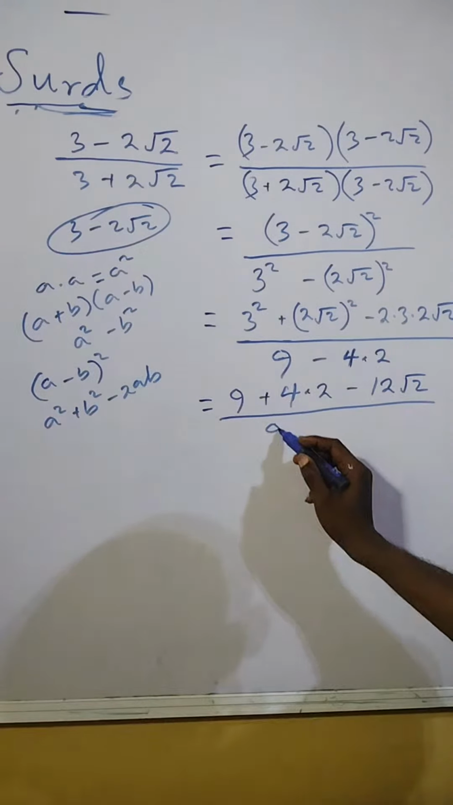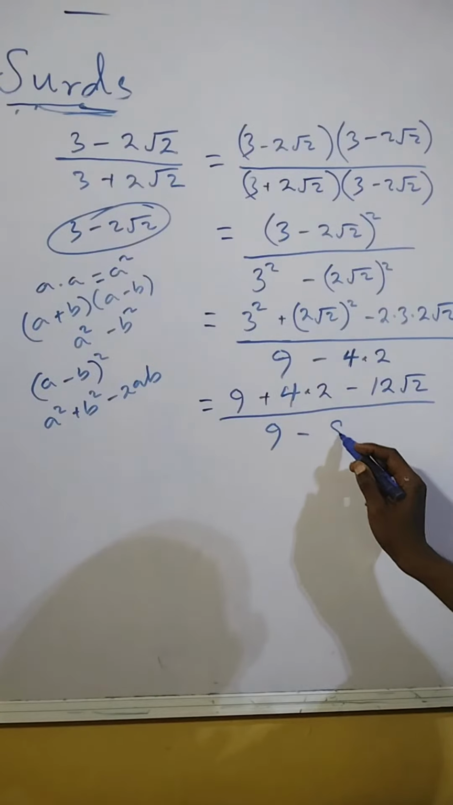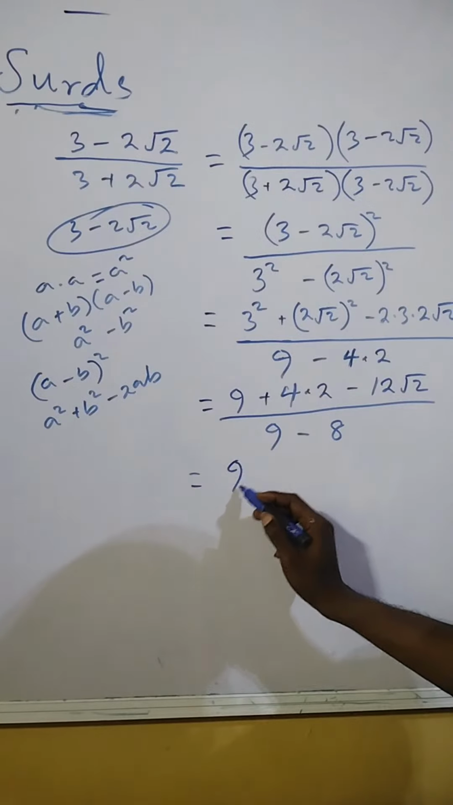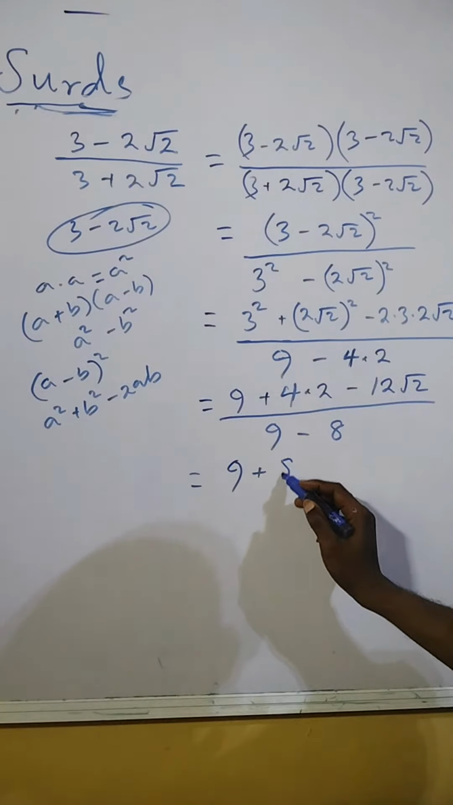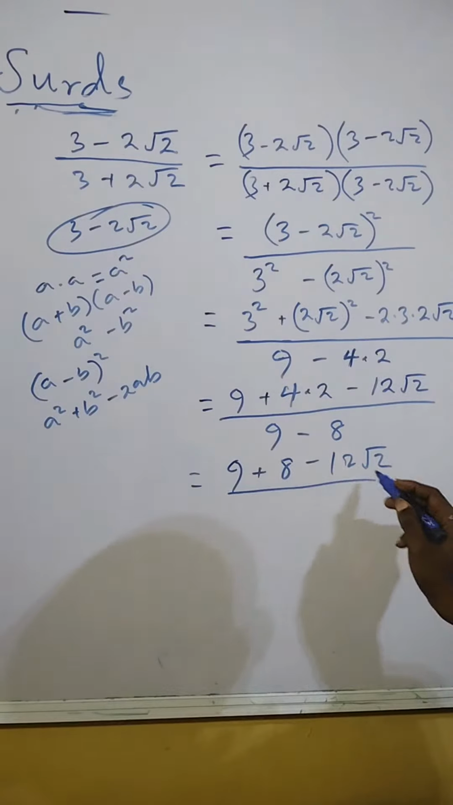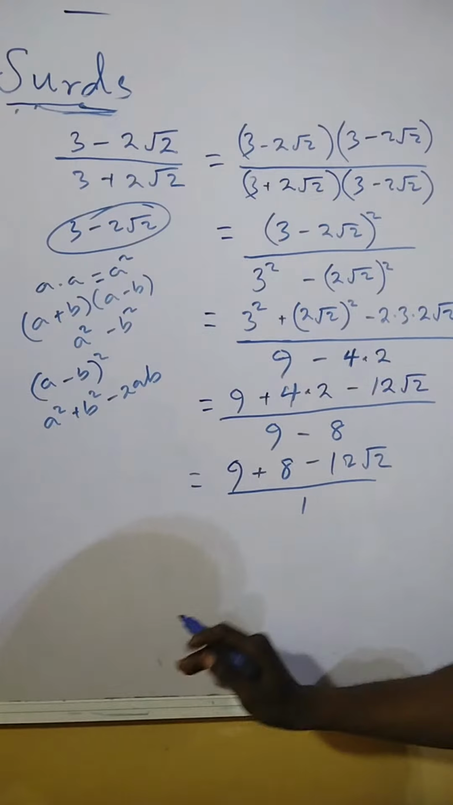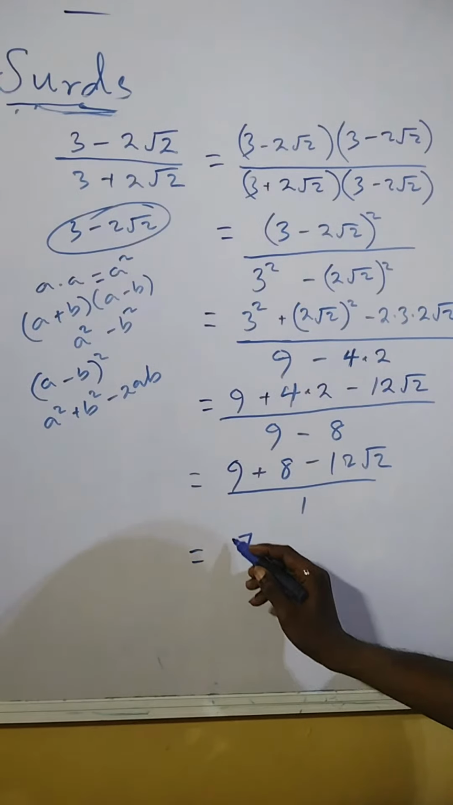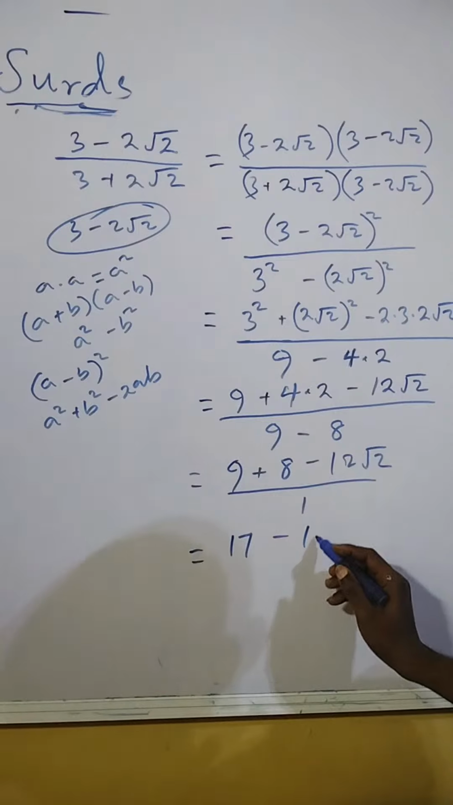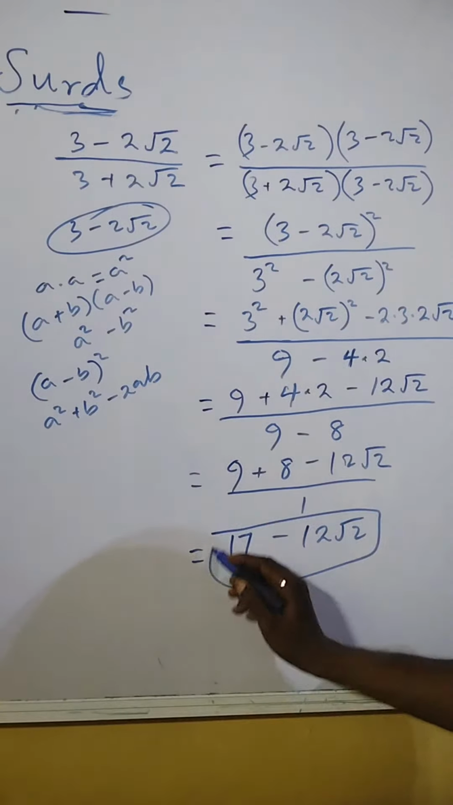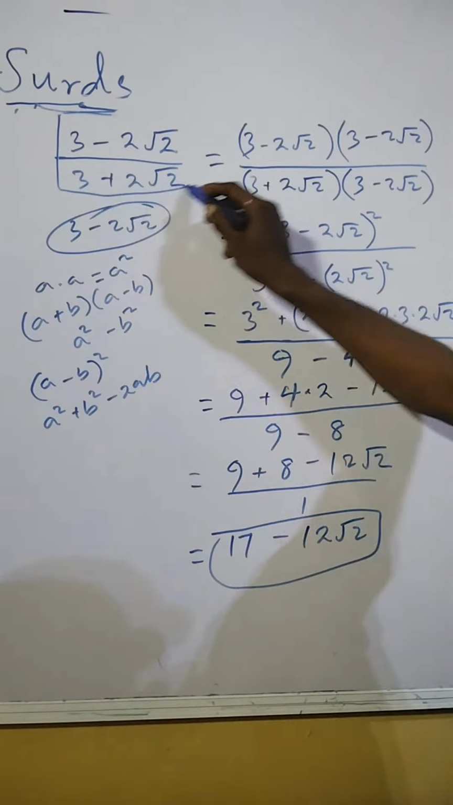Over here we have 9 minus 4 times 2, that's 8. Okay, so here we have 9 plus 4 times 2, that's 8. Then minus 12 root 2 over 9 minus 8, 1. That is here 9 plus 8, that's 17. Then minus 12 root 2 here. So that's what we have as the simplified form of this surd.